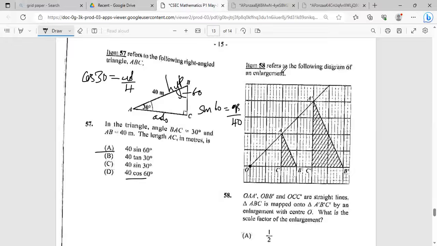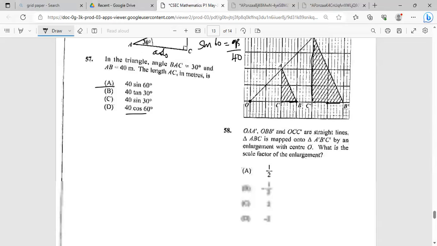All right, item 58 refers to the following diagram, and of course, an enlargement with center O. So here we have this move 1 unit, this move 2, these are 2 units, and these are 4. 1, 2, 3, 4. And you could use a ruler and measure the sides here too, I tell my students that.